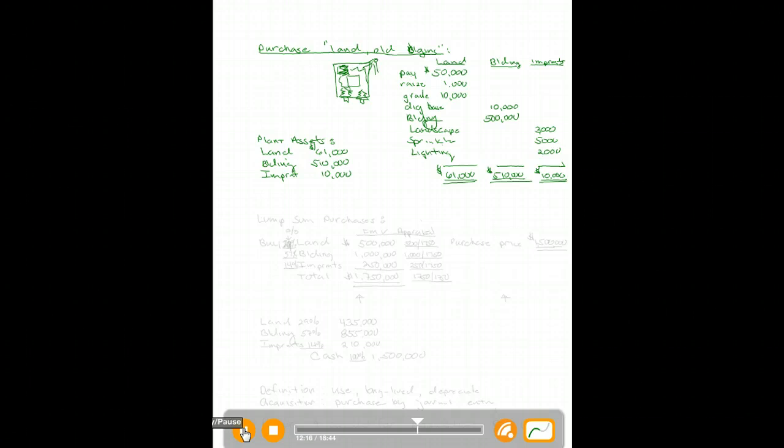Let's look at another case. In this example, let's say you do a lump sum purchase where you buy a building that's already up and functional, sitting on some land with some improvements that have already been made. And you get this appraised, and the appraisal shows that the land is worth its fair market value of $500,000, the building $1 million, and the improvements $250,000, for a total of $1,750,000.